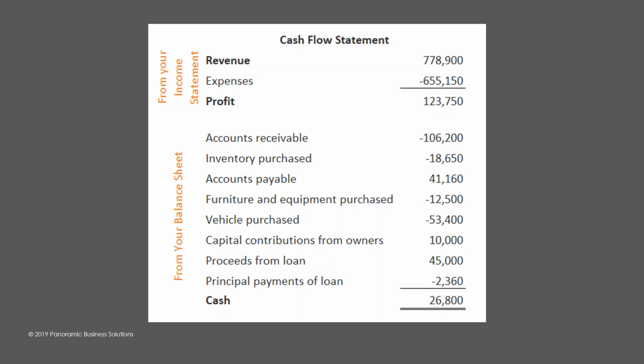So the first section, revenue, expenses, and profit, that comes from your income statement. It's simply the exact same numbers. You just pull those numbers from that report. The balance sheet section, that second section, that's a little bit more difficult because you're actually looking at the change in the accounts.